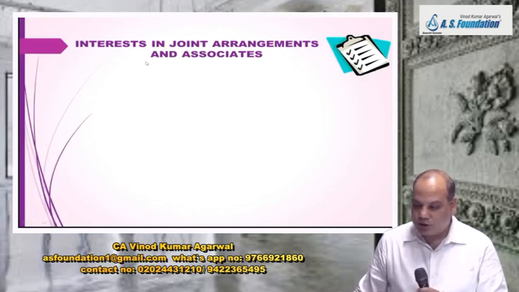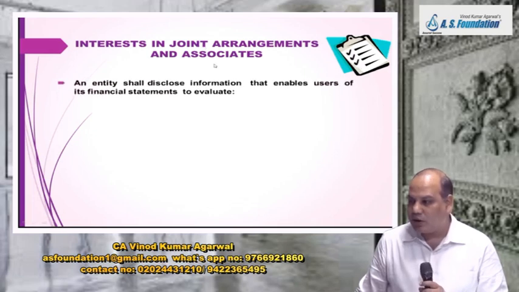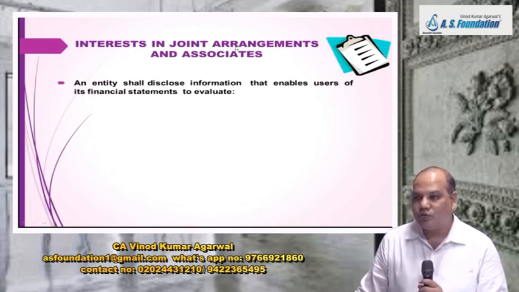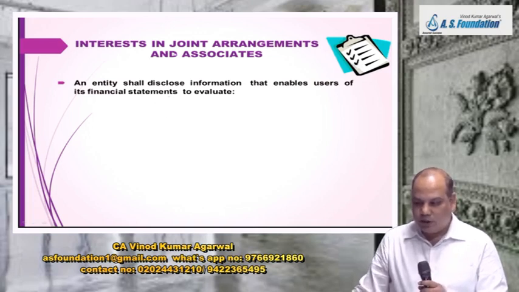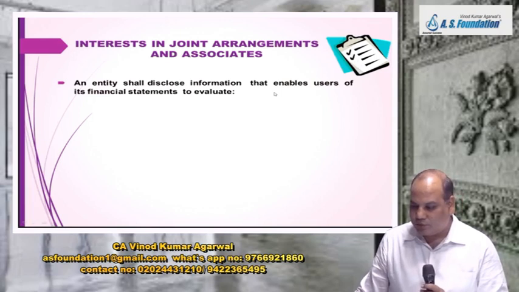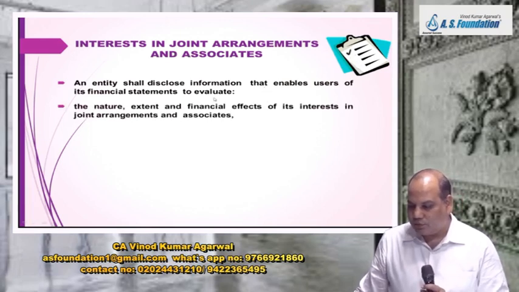And now the next disclosure tick mark, interest in joint arrangement and associates. Two standards deal with joint arrangement and associate, IAS 28 and IFRS 11. Those two standards do not talk about disclosure requirement. Now here we have written quite briefly what are the main disclosure requirements. An entity shall disclose information to enable users to evaluate the nature, extent and financial effect of its interest in the joint arrangement and associate.